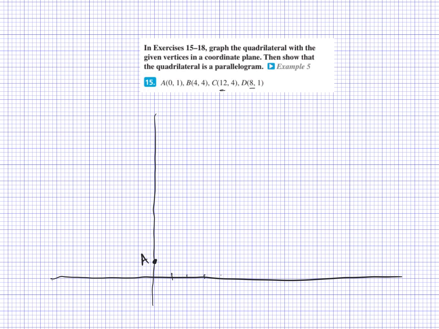1, 2, 3, 4. 1, 2, 4. There's B. C is at 12, 4. So 4, 5, 6, 7, 8, which we'll need in a minute. 9, 10, 11, 12. So 12, 4. 1, 2, 3, 4. That's C. So A to B, B to C. That's horizontal. That's a good thing. And D is 8, 1 right there.